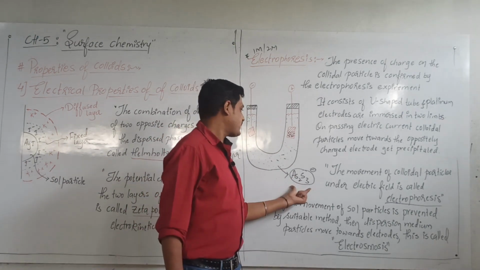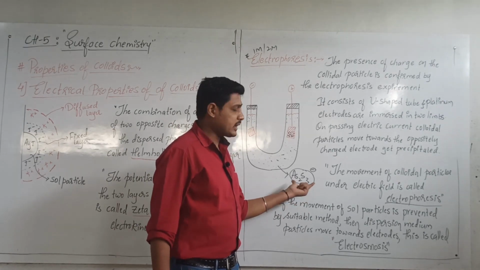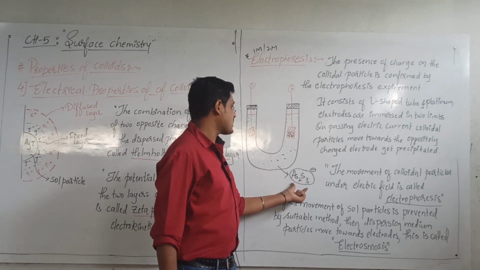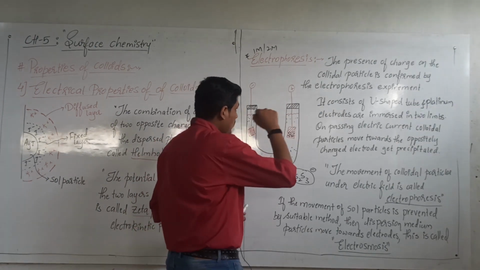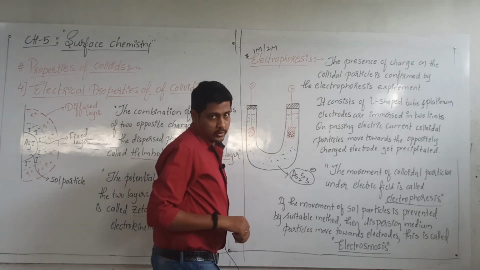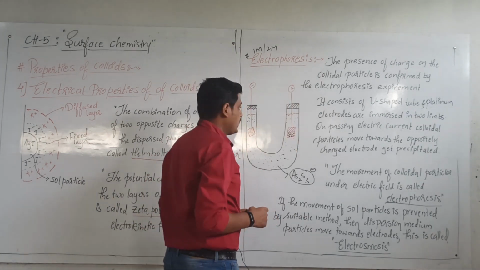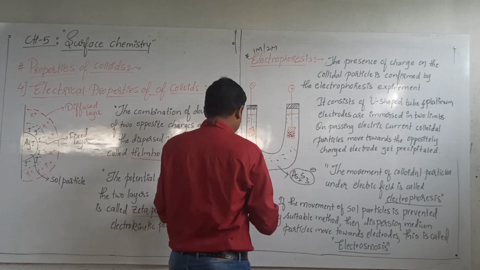For example, I have taken arsenious sulfide, which is negatively charged. On passing electric current, as the arsenious sulfide is negatively charged, it will move towards the positively charged electrode, the anode. Here the arsenious sulfide particles will get precipitated.